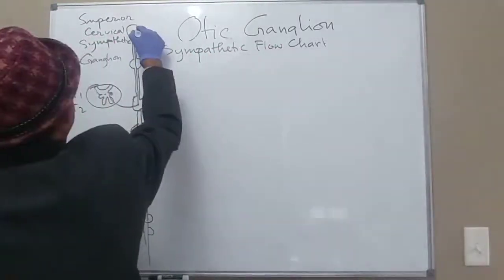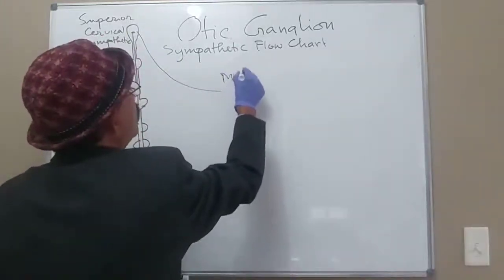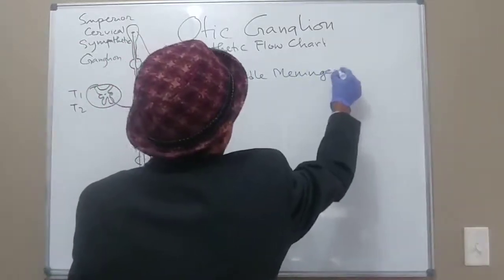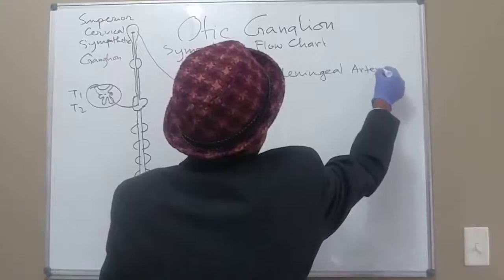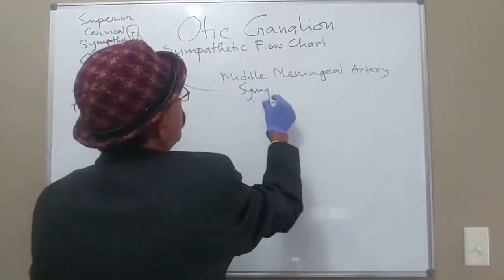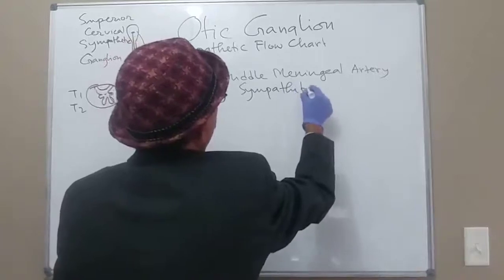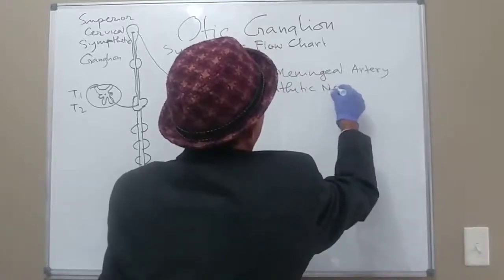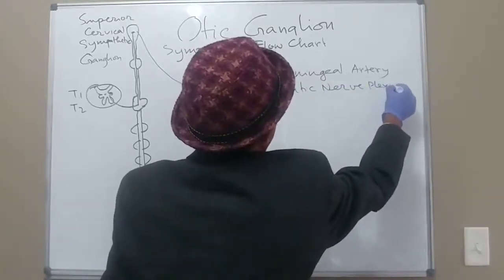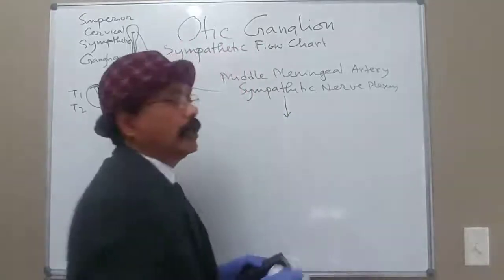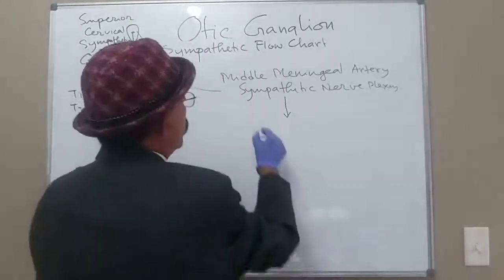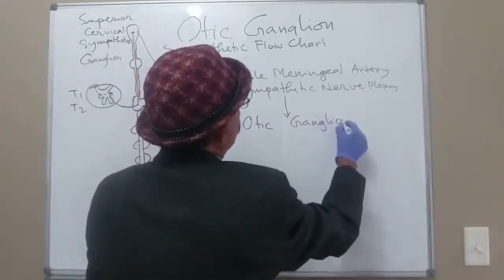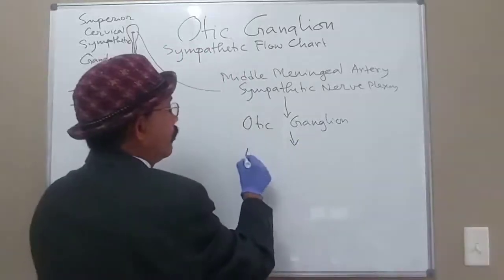So here postganglionic fiber will go to the middle meningeal artery, sympathetic nerve plexus. Okay, this nerve will go to the otic ganglion. They will distribute it through the auriculotemporal nerve.